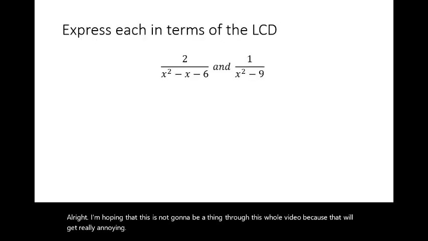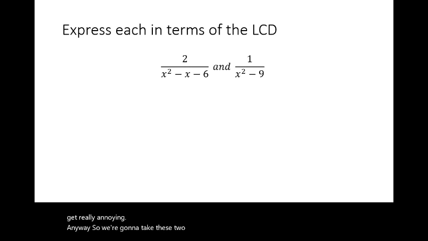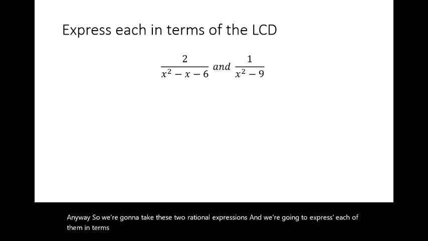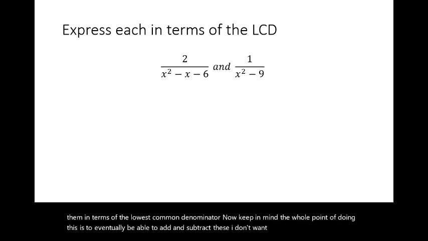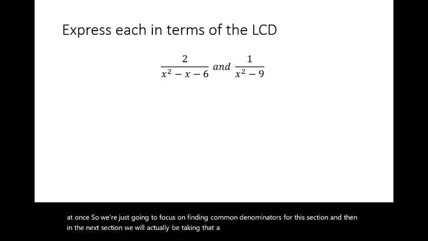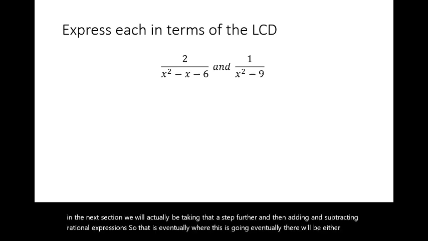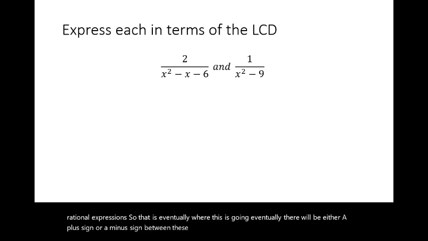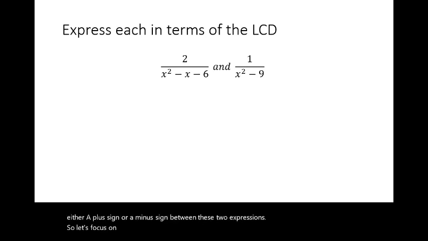Anyway, so we're going to take these two rational expressions and express each of them in terms of the lowest common denominator. Now keep in mind the whole point of doing this is to eventually be able to add and subtract these. I don't want to throw too much at you all at once, so we're just going to focus on finding common denominators for this section, and then in the next section we will take that a step further and add and subtract rational expressions. So that is eventually where this is going. Eventually there will be either a plus sign or a minus sign between these two expressions. So let's focus on the common denominator part first.